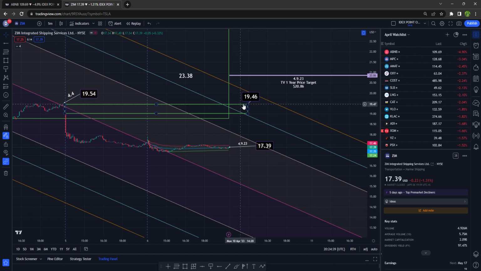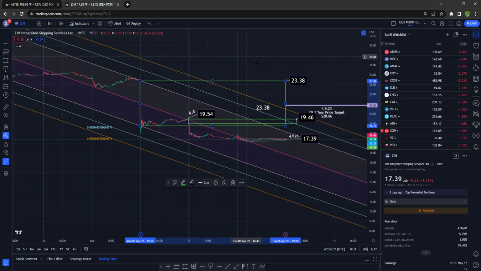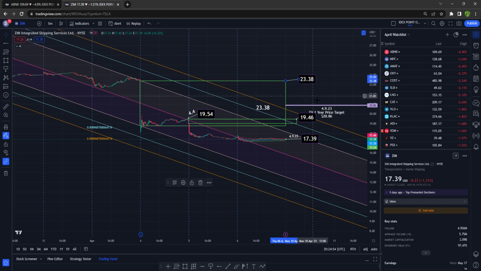$19.33. The gap closes out at $19.46. 4 standard deviations is roughly $20.29, and that gap eventually closes out at $23.38. That's the bigger gap here, and then a smaller gap formed within that gap.